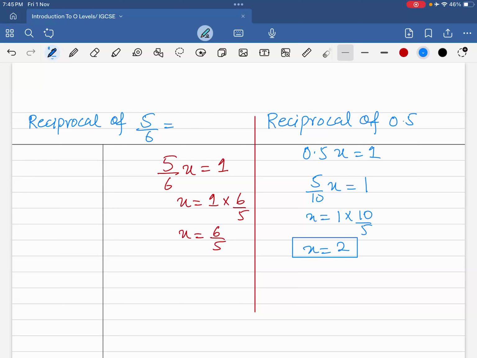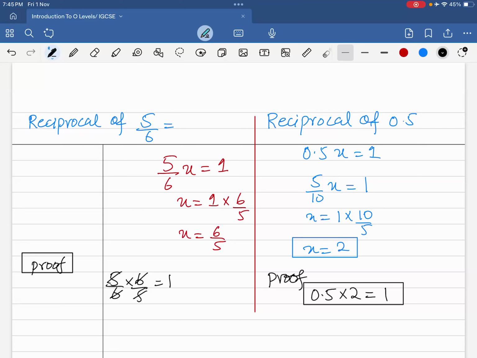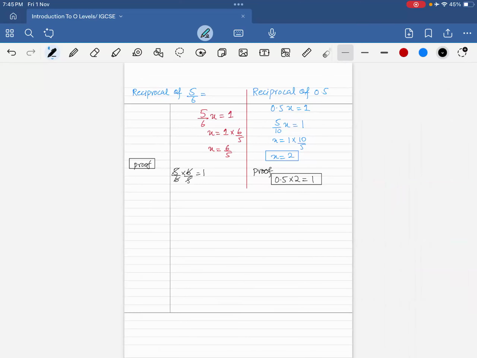Agree or not? Let me prove this. ठीक है? Proof is I am multiplying 5/6 with 6/5. Am I getting 1 or not? Yes or no? I can cancel 6. I can cancel 5. See, you got 1 or not? Proof of this one is, if I multiply 0.5 with 2, am I getting 1 or not? All of you. Any problem so far? No sir, understood. Okay, that's good. Thank you so much.